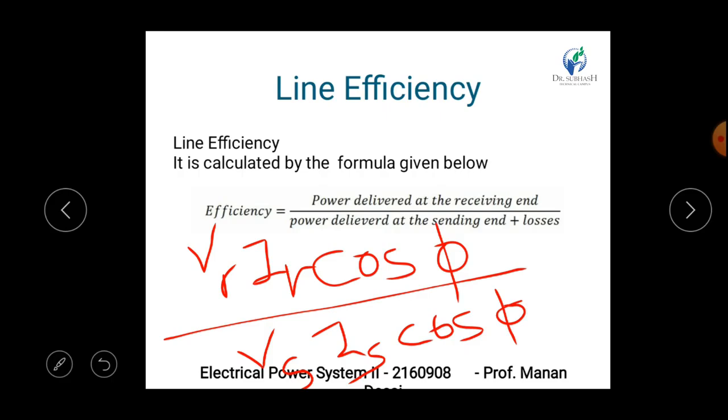So we have studied the short transmission line definition, its equivalent circuit, its regulation, its line efficiency, and now I hope you can understand all the line performance of a short transmission line on a power system.